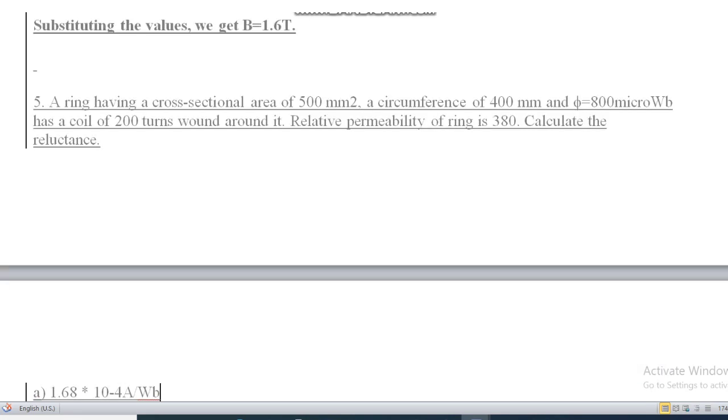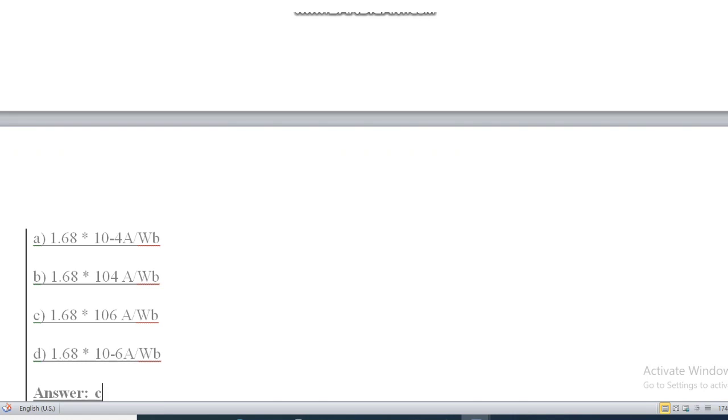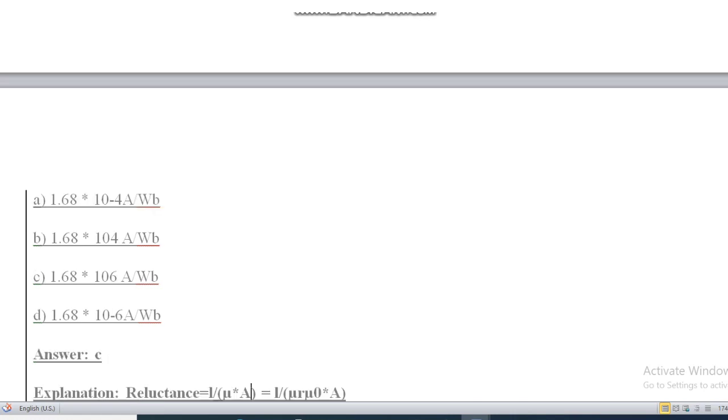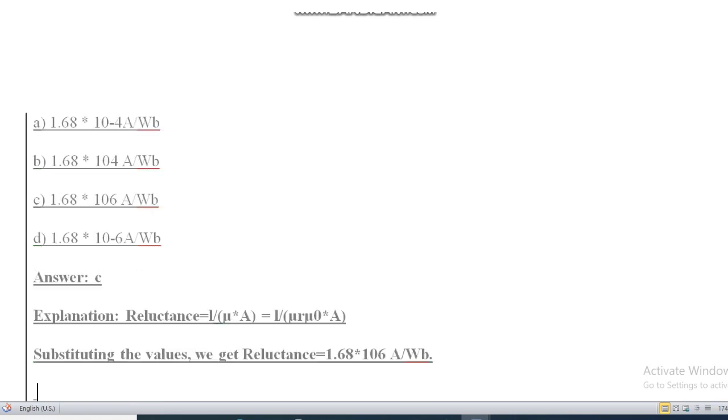Next question is a ring having a cross-sectional area of 500 mm square, a circumference of 400 mm, and theta is 800 microweber, has a coil of 200 turns wound around it. Relative permeability of ring is 380. Calculate the reluctance, and the answer is C. Explanation is also given. See the explanation.